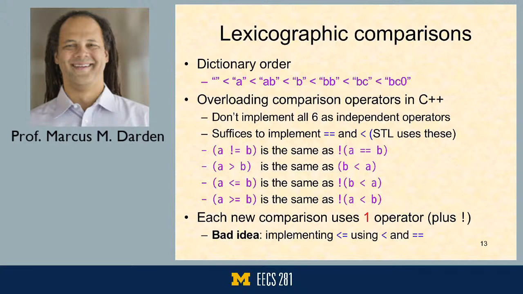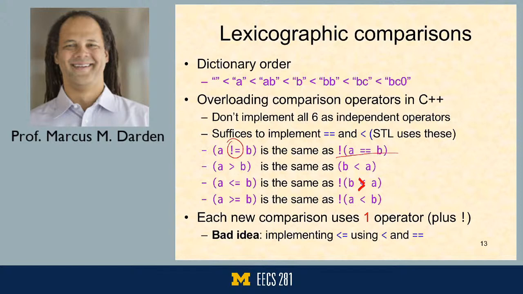Less than or equal to is the same as not greater than. That's a typo. That should be not greater than. Less than or equal to is not greater than. There we go. And if I've got equals equals, I don't need to write not equals.